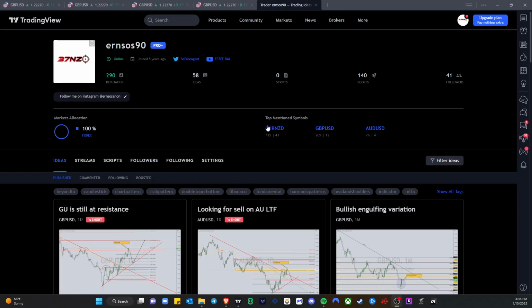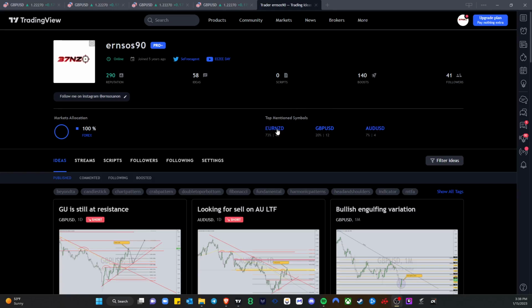Those are the three pairs I actually trade: Euro NZD. That was the pair I was trading when I first started trading AU. Then over time I changed them because they were a little bit too slow, especially AU. AU was super slow. I mean, still super slow.